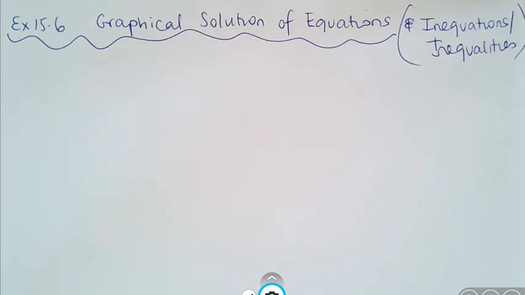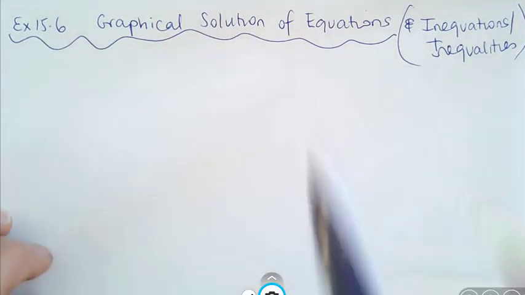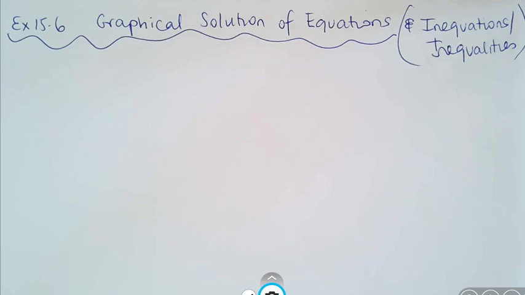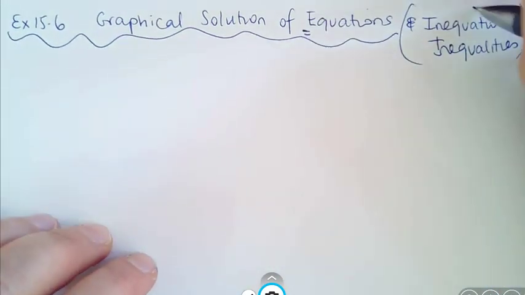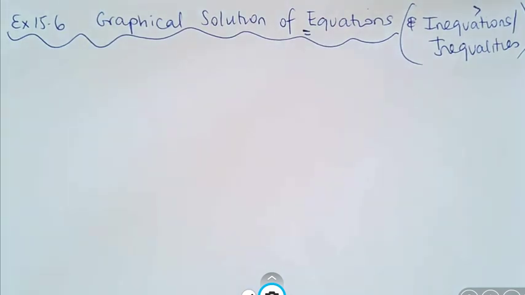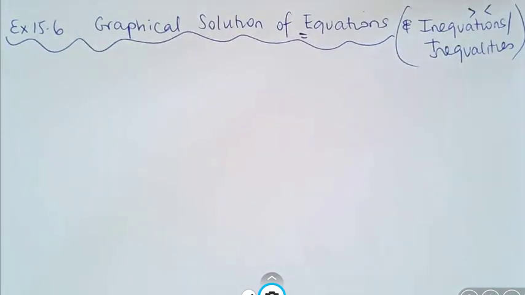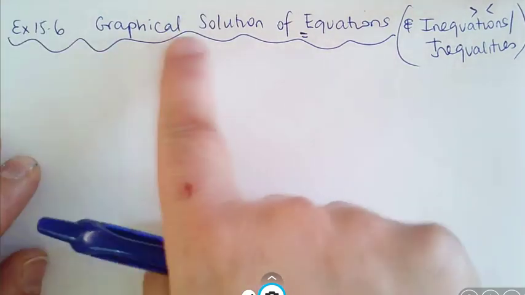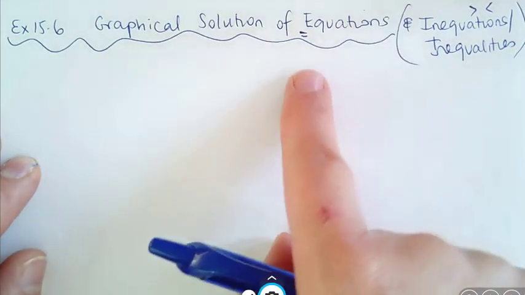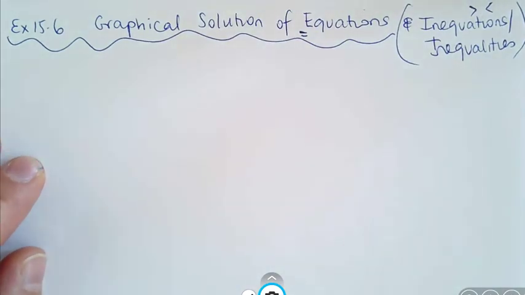What we're going to do here is look at the graphical solution of equations. Equations means an equal sign, and inequalities or inequations is where you've got a greater than, less than, greater than or equal to, less than or equal to sign. So, exercise 15.6 does graphical solution of equations. I'm going to add on the inequations as well.